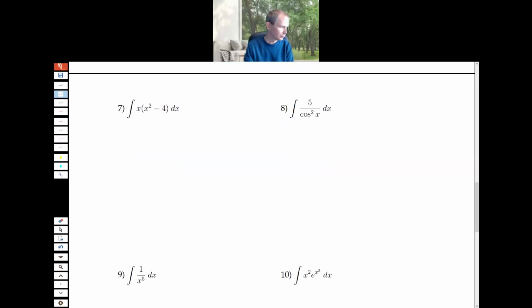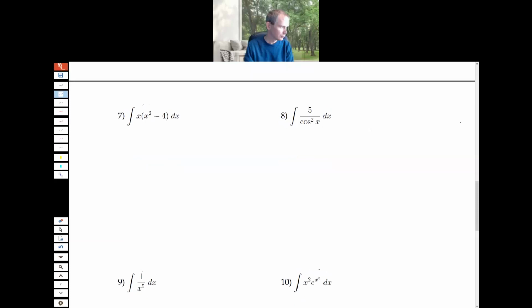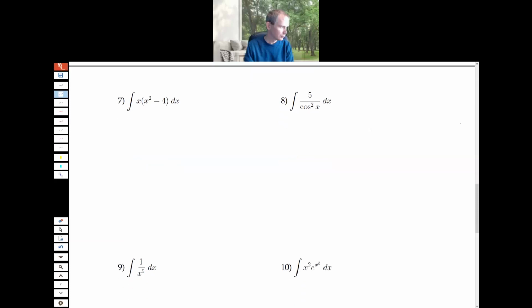All right. Let's look at questions 7 and 8. On questions 7 and 8, I'm going to throw a reminder right away from the beginning. We don't have a product or a quotient rule for integration. Okay. Number 8, we don't have a quotient rule.